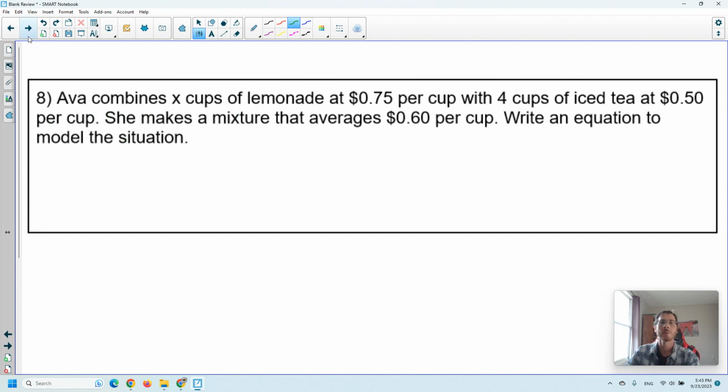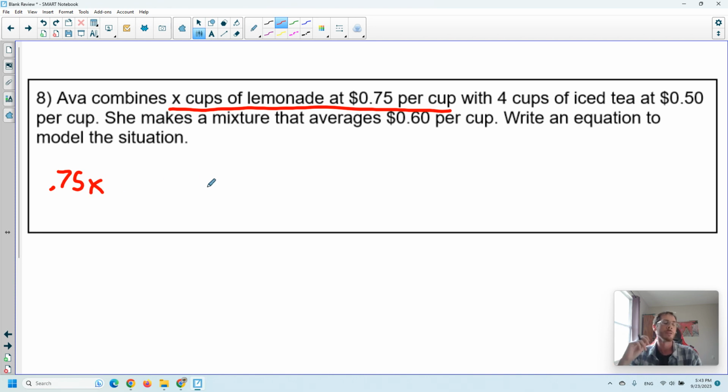All right, for number 8, Ava combines x cups of lemonade at 75 cents per cup with 4 cups of iced tea at 50 cents per cup. She makes a mixture that averages 60 cents per cup. Write an equation to model the situation. All right. So if we look at the lemonade, starting with the lemonade, we're going to have 0.75 per cup times x cups of lemonade.